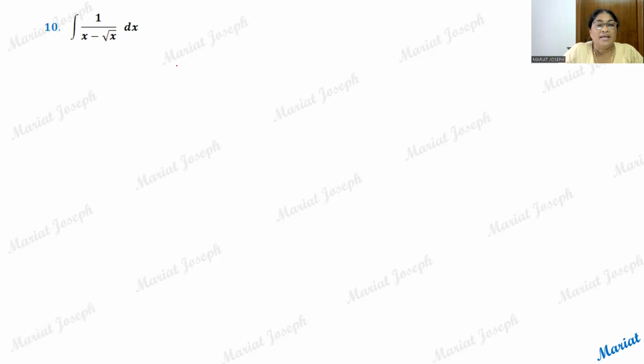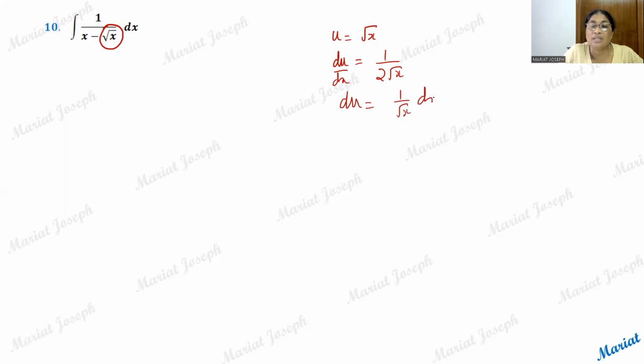Yes, ma'am. Look here, Tanish, I can see some root x here, okay? If I substitute root x, what would be its derivative? If I substitute root x as u, what would be the derivative, Tanish? Ma'am, 1 over 2 root x. 1 over 2 root x will be the derivative. Therefore, du should be 1 over root x dx, it should be visible.